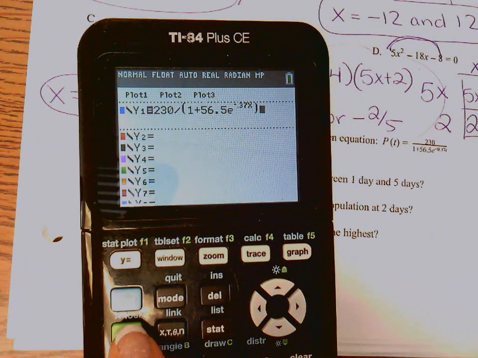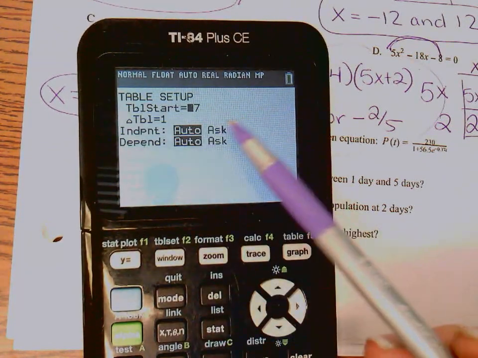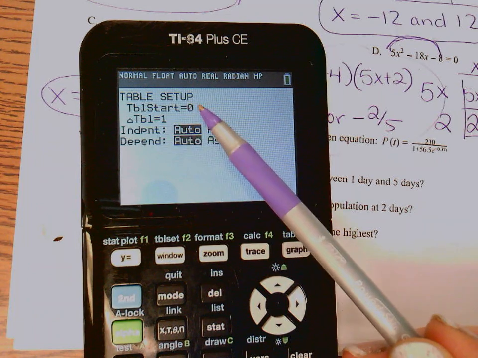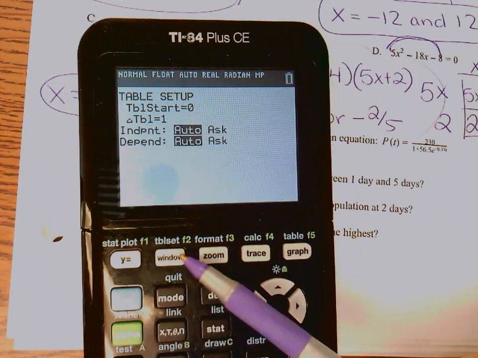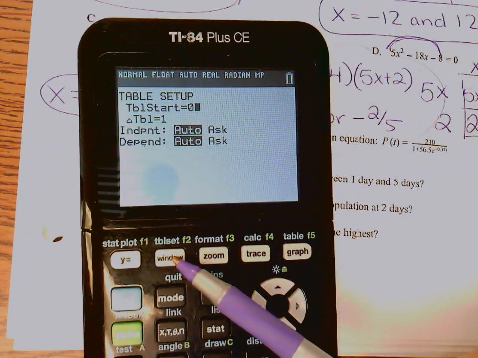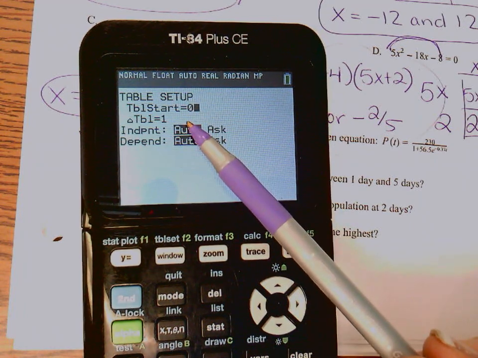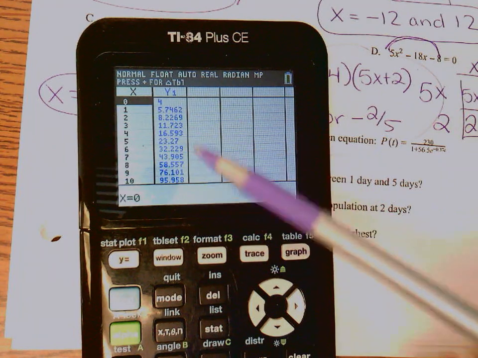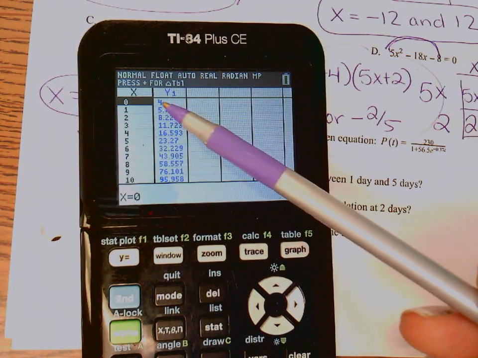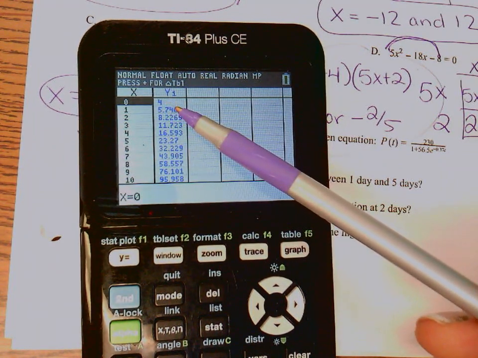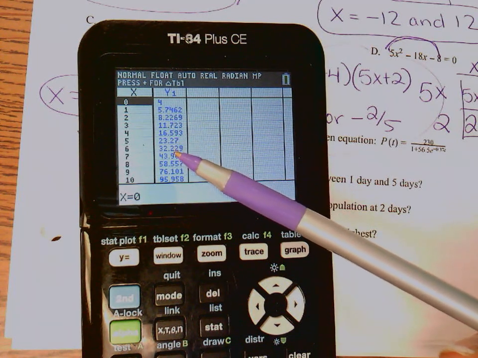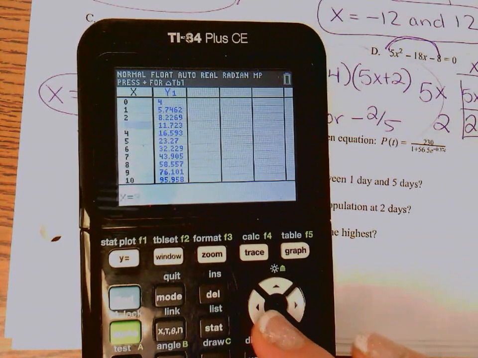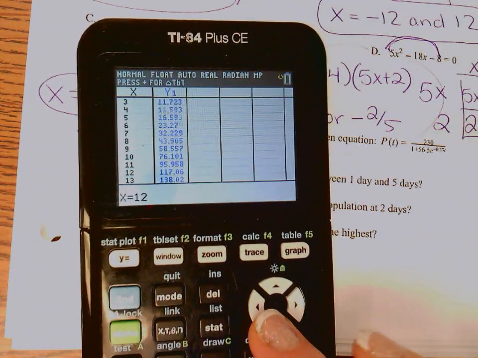So if I go to second table setup, we should start at hour 0 and count by an hour at a time. So go to second table setup, it's above the word window. Start at 0, count by 1, and then go to second table. So the initial population of flies was 4, and then here's the population growing a little bit more each day. And if you scroll down, eventually it'll plateau out. I don't know what it plateaus at.